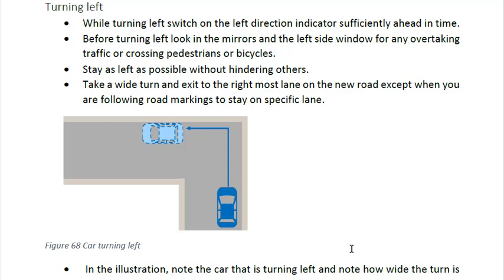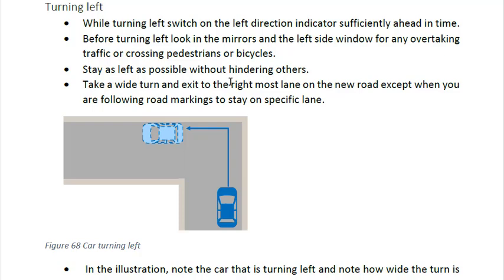Now the next maneuver, turning left. While turning left, as while turning right, you use your indicator, in this case the left indicator, sufficiently ahead of time. Same thing about looking into the mirrors before turning. Make sure that there are no pedestrians or bicycles already crossing the road. While turning left, stay as far left as possible without hindering others. It shouldn't be that you just move into the other's lane. Stay on your lane, but as far left as possible.